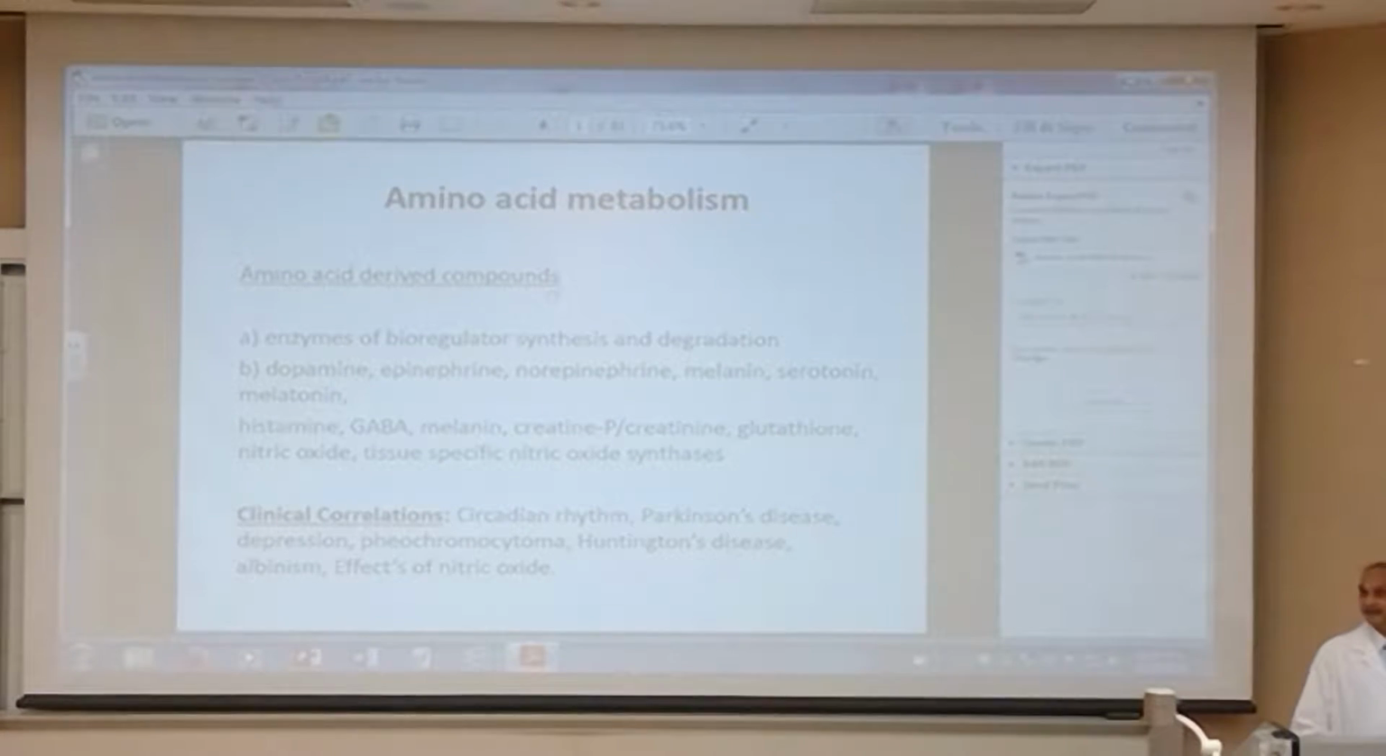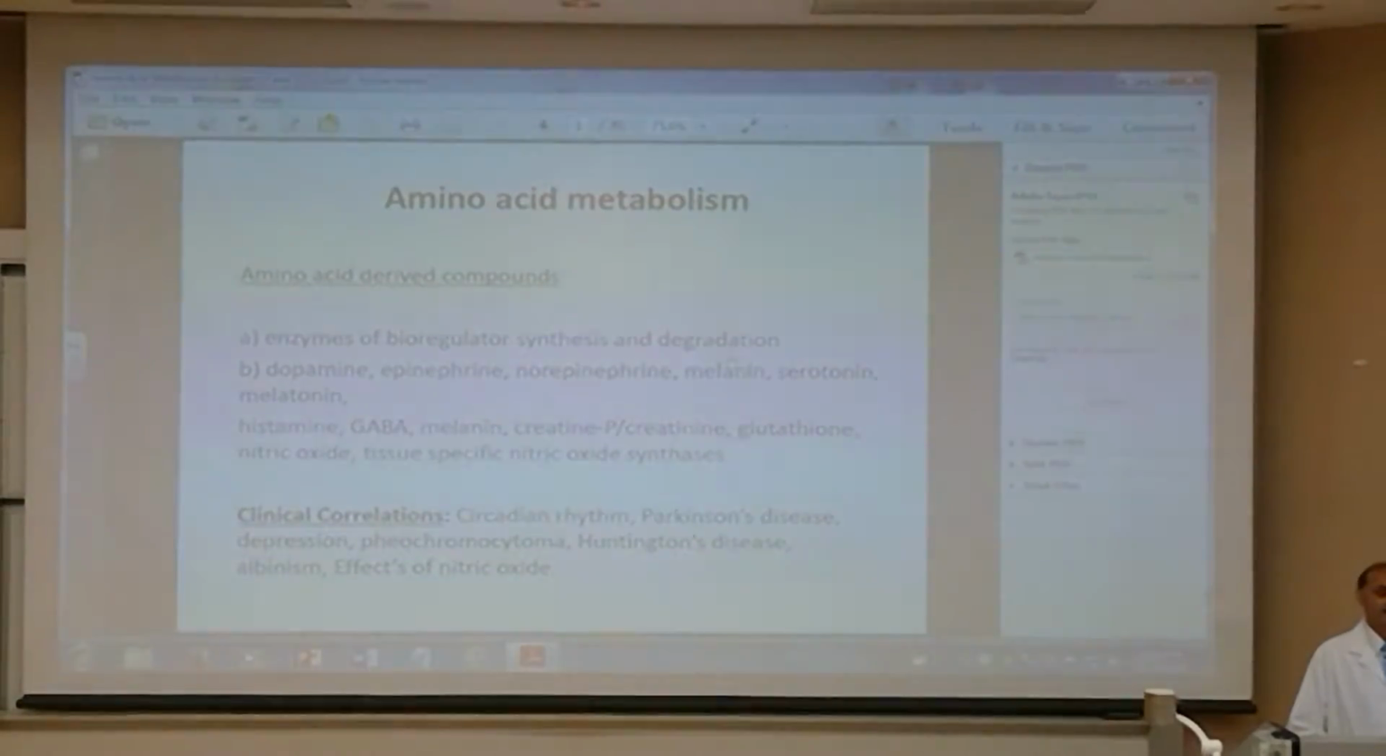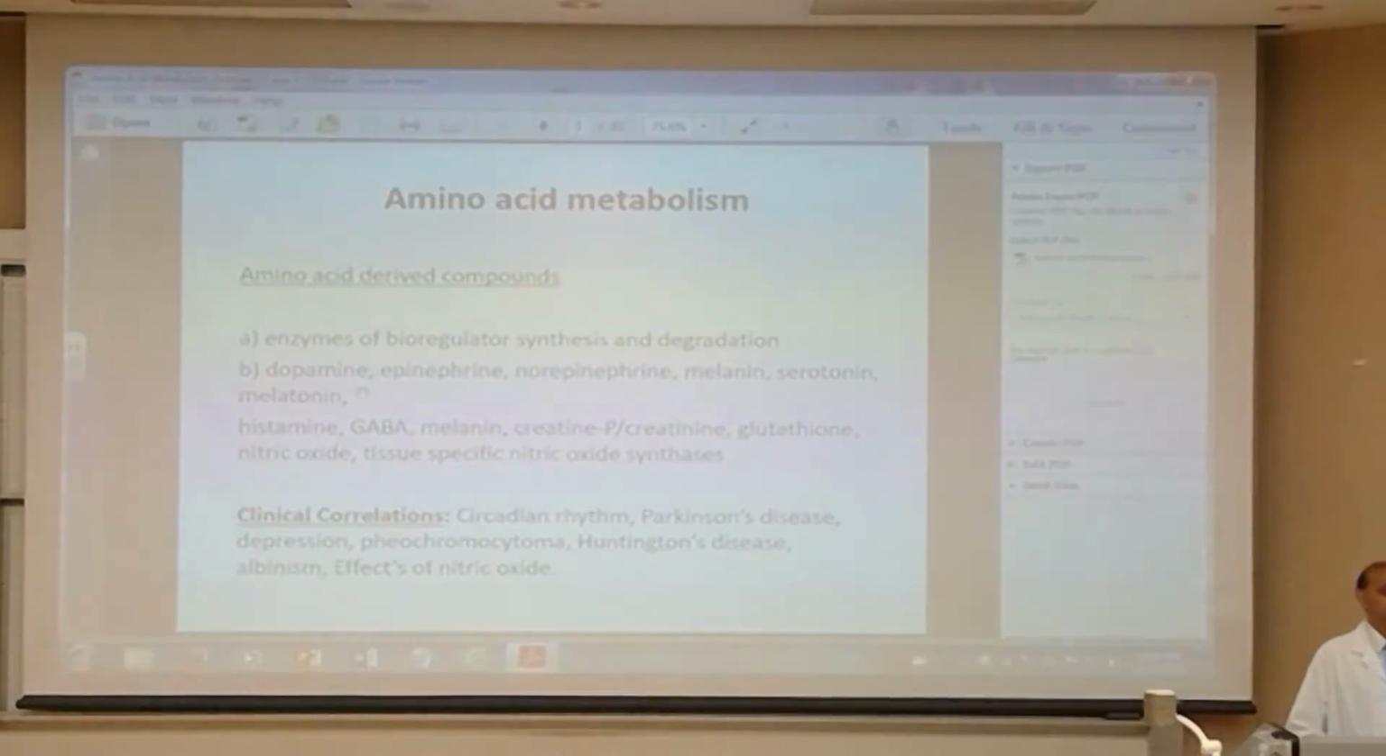We covered the amino acid derived compounds, enzymes of bioregulator synthesis and degradation, and the neurotransmitters that we talked about: dopamine, epinephrine, norepinephrine, melanin, serotonin, melatonin, histamine, GABA. Melanin is the skin pigment. It's not a neurotransmitter, but one of the compounds that is derived from tyrosine.